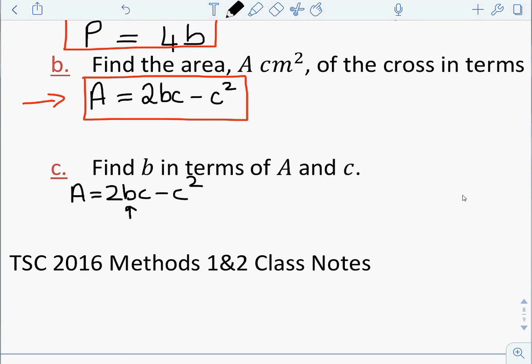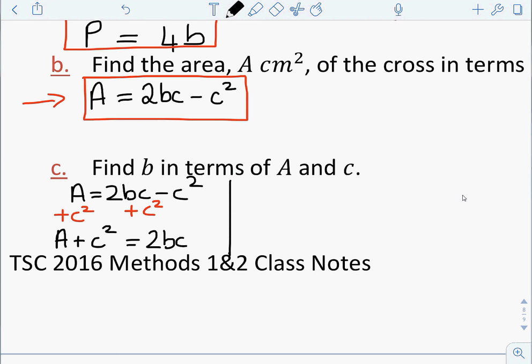My first step is going to be to remove anything I can add and subtract, i.e. that minus c squared can be removed straight away. I'm going to add c squared to both sides. This leaves me with A plus c squared equals 2bc, new line of working.